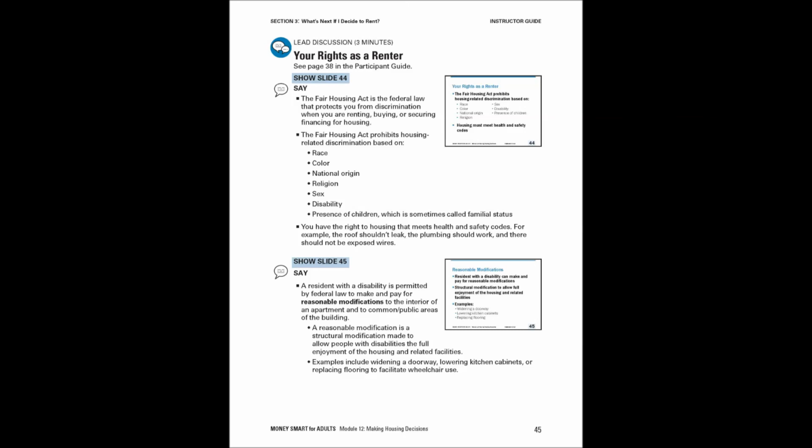Now, there is the discussion on reasonable modifications on slide 45. Now, a resident with a disability is permitted by federal law to make and pay for reasonable modifications to the interior of an apartment and the common public areas of the building. A reasonable modification is a structural modification made to allow people with disabilities the full enjoyment of the housing and related facilities. Examples are widening of doorways, lowering kitchen cabinets, or replacing flooring to facilitate wheelchair use.